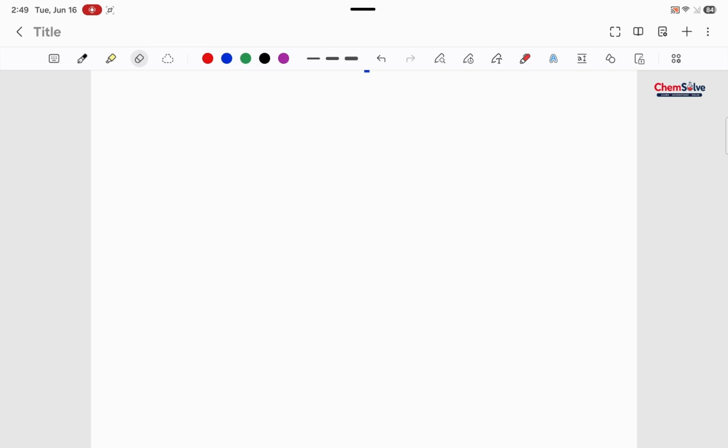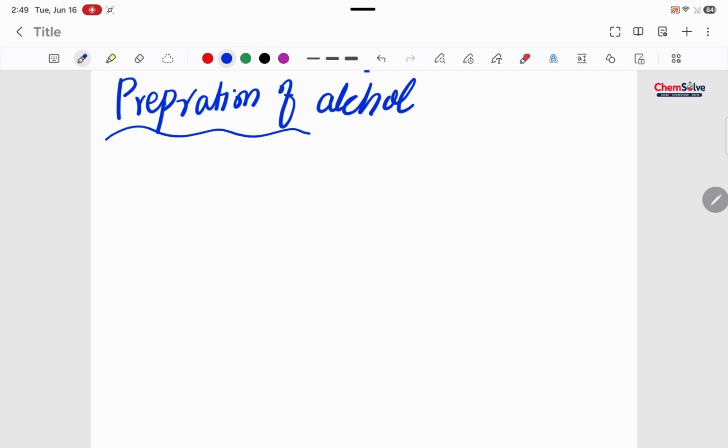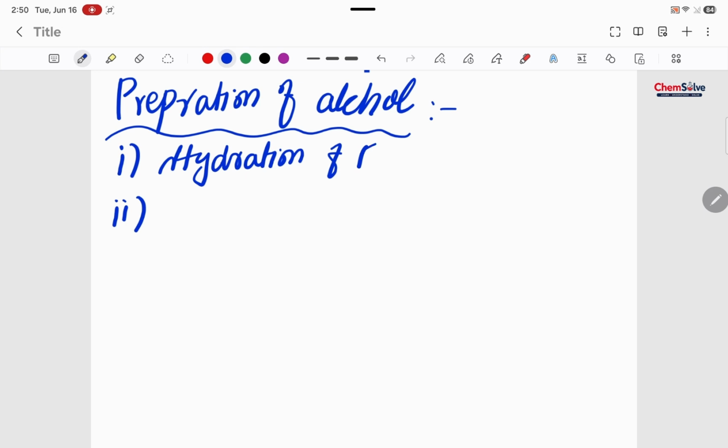Now look at the methods, how can we prepare an alcohol. There are basically two ways for the preparation of an alcohol. We will discuss both of them. Preparation of alcohol. Okay, so there are two methods. Number one is hydration of alkene and number two is fermentation.